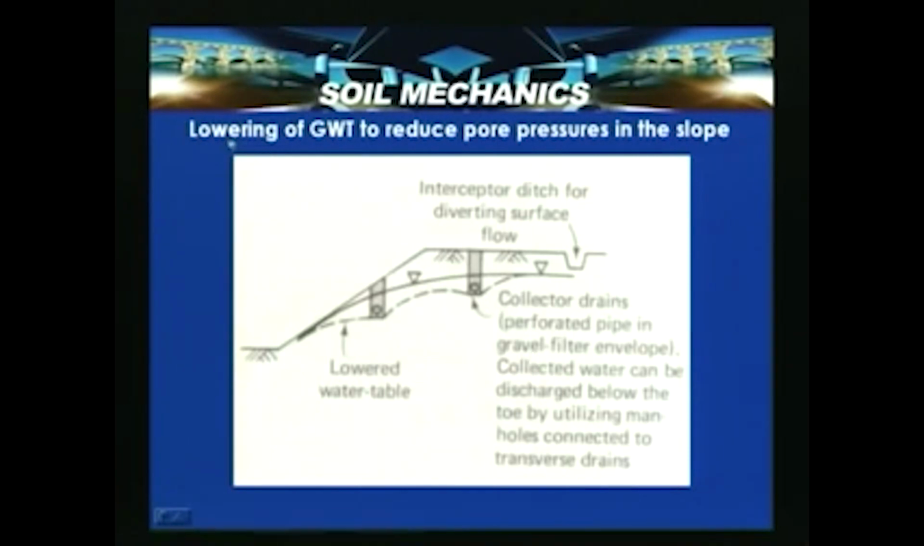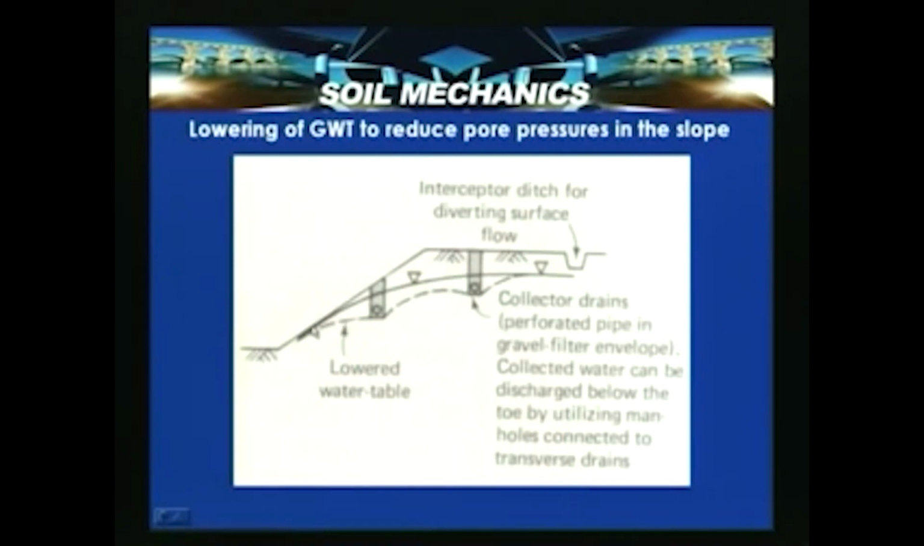Lowering of groundwater to reduce pore pressures in the slope. That is nothing but the portion for drainage of a slope. Here, interceptor ditches for diverting the surface flows actually help, and these are the collector drains with perforated pipe in a gravel filter envelope. So, collected water can be discharged below the toe by utilizing the manholes connected to transverse drains.